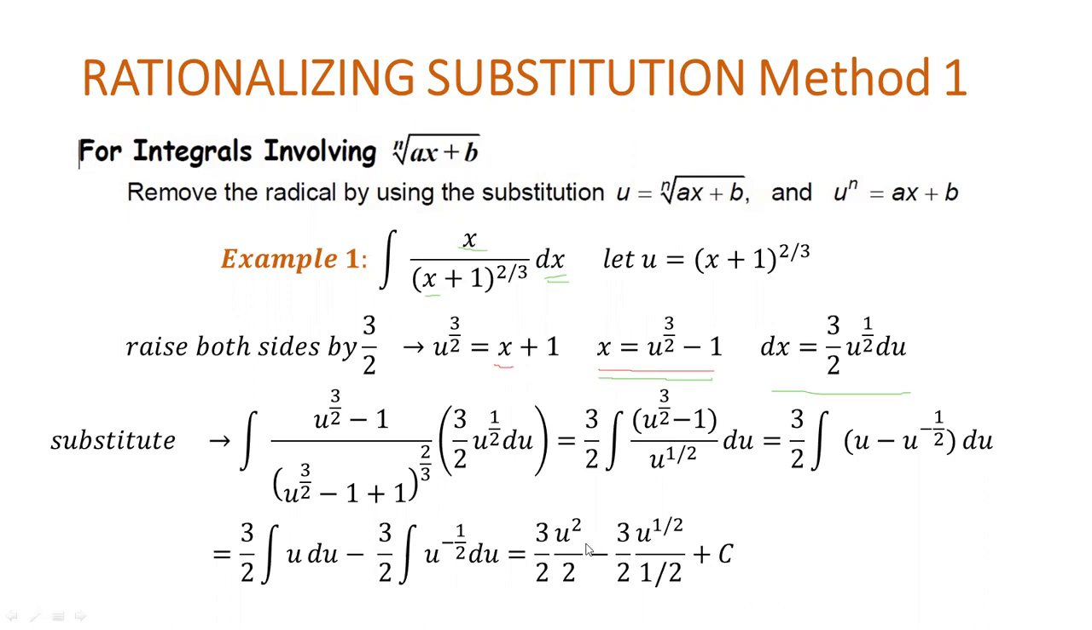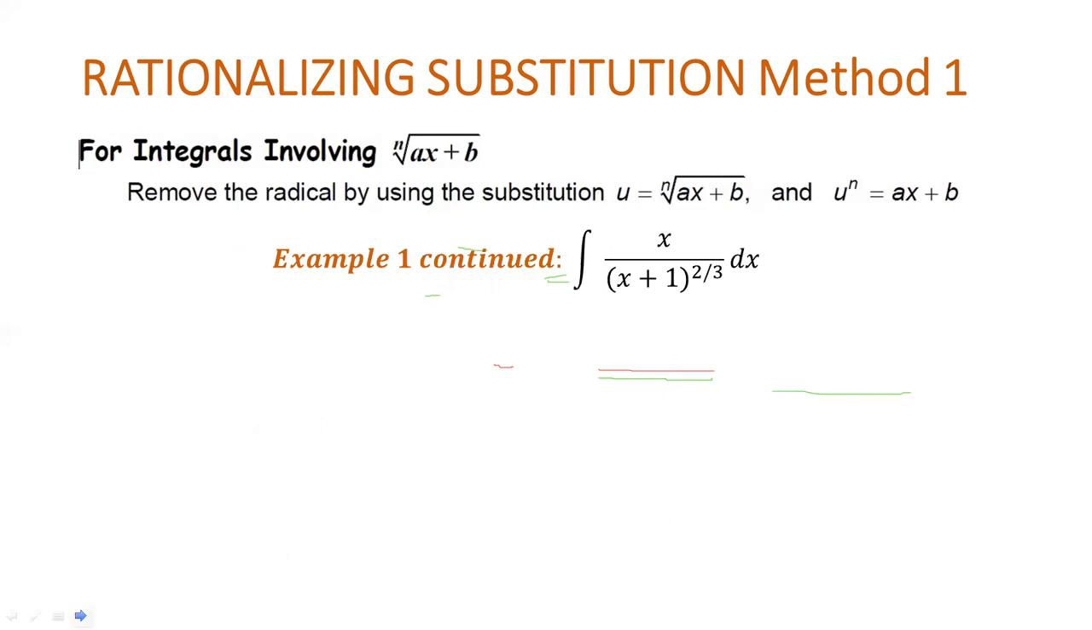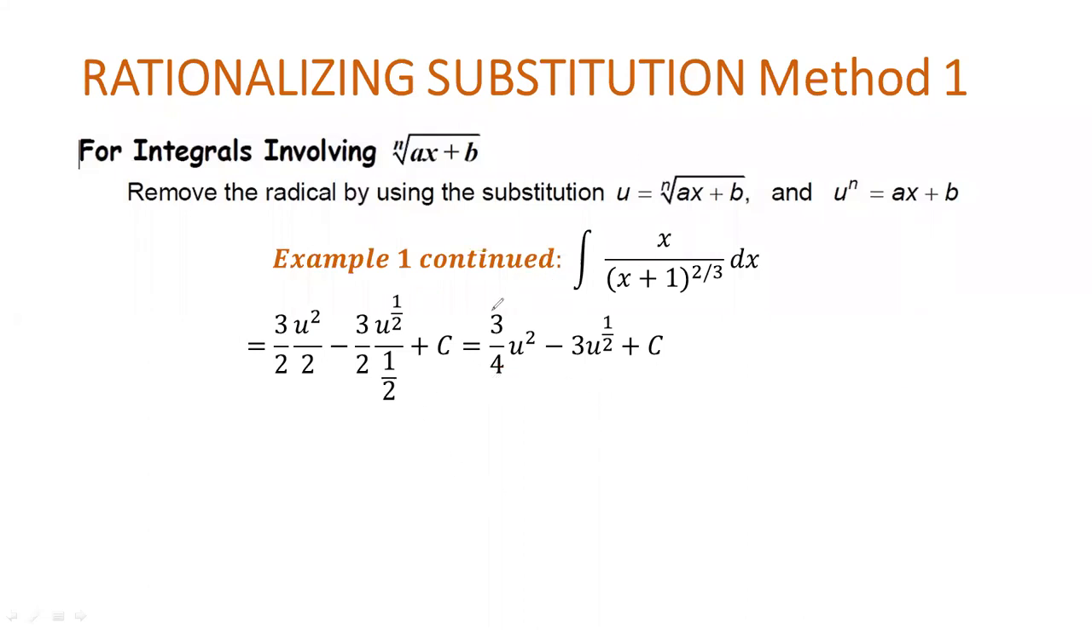Your answers here are in terms of u, but your original integral is in terms of x. So what you do, this u here and this u here will be changed into this one. The u in your answers will be changed to the substitution equation. What does u represent? So you change the u squared here and the u raised to 1/2 by the quantity x plus 1 raised to 2/3. So if it's done, let me just erase what's written there.